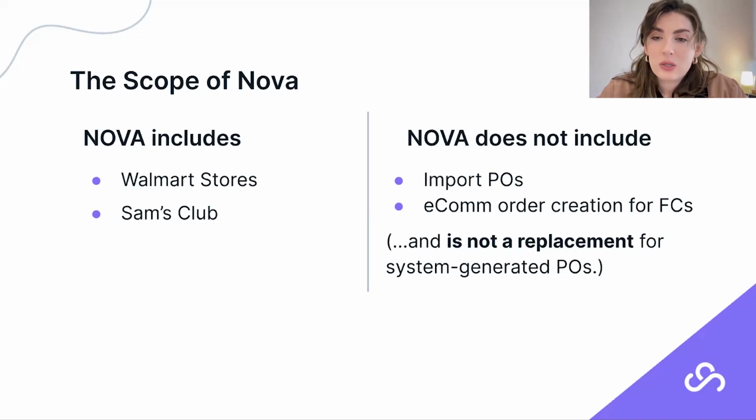And then one last callout. Again, this is not a replacement for system generated POs. If you're having issues with your system generated POs, that's going to be your table stakes. You'll want to figure those out and not manipulate POs constantly in Nova for them to be correct. So it's important to set those up correctly and have that communication with your merchant team or your replenishment manager.